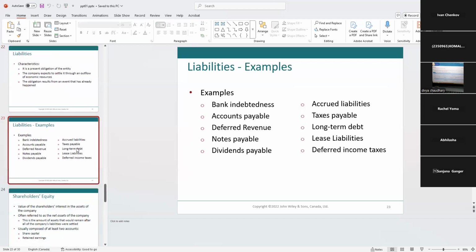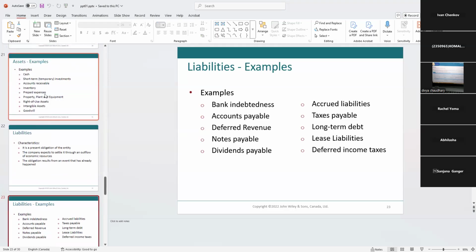What are examples of liability? We're going to have bank loans, accounts payable, deferred revenue, notes payable, dividend payable, accrual liability, tax payable, long-term debt, lease, deferred income taxes. Those are examples of liability.